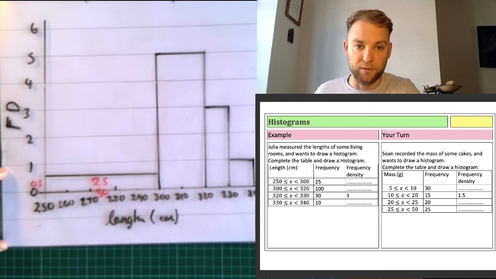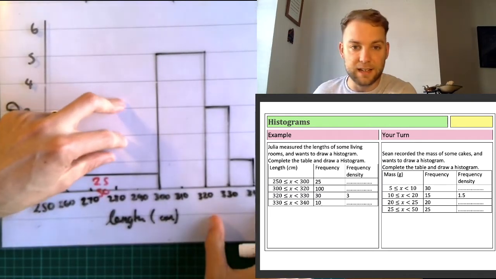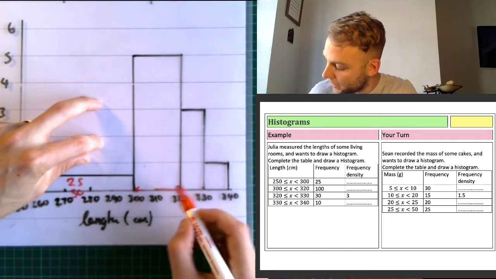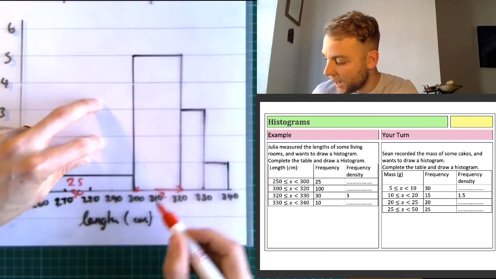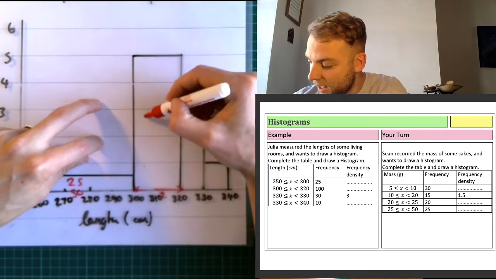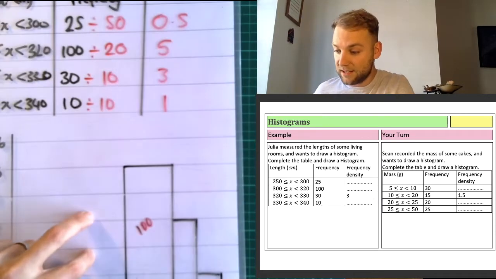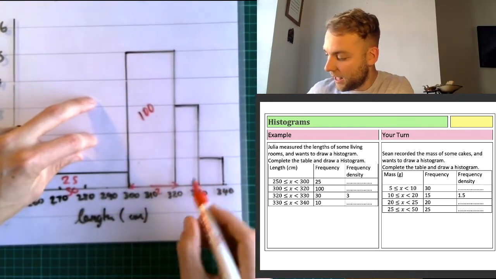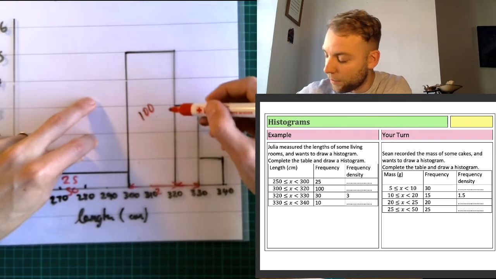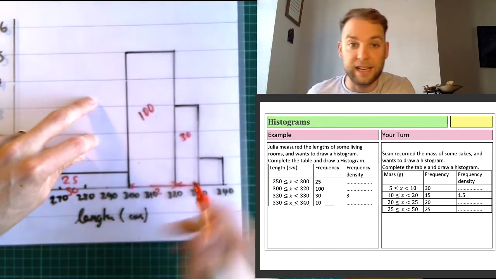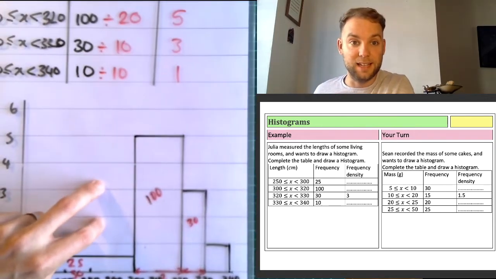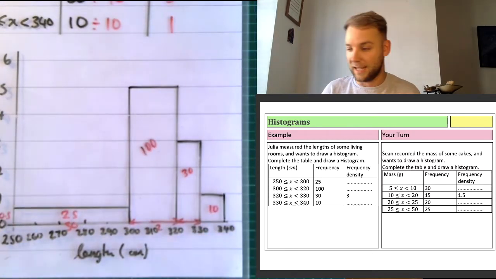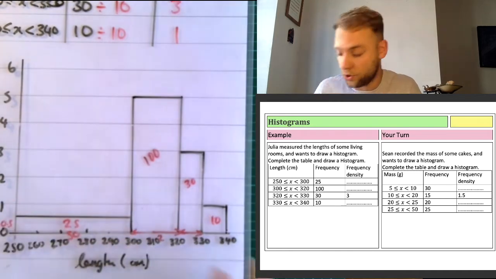50 times 0.5. If I'm looking at this next one, this has got a width of 20. It's got a height of 5. 20 times 5 is 100, which is the same as the frequency. The area is the frequency. This next one here is 10 across, and then up by 3. 10 times 3 is 30. So the area is the frequency, which is 30, and then 10 times 1 is 10, which is our frequency again. Brilliant. That's really important to know that.